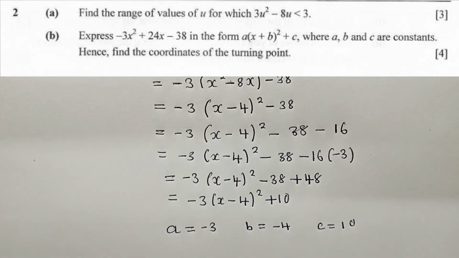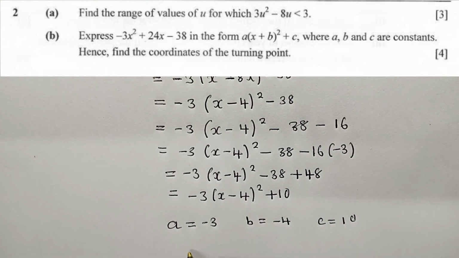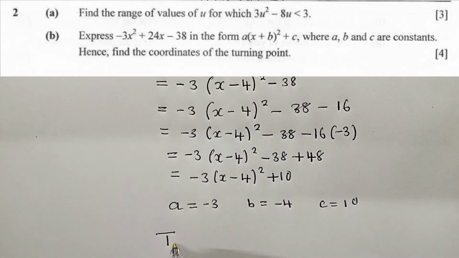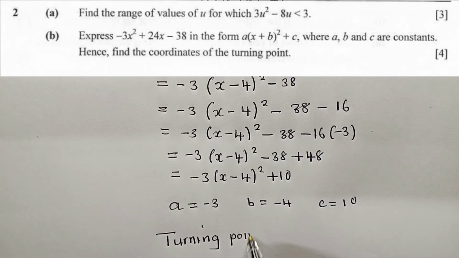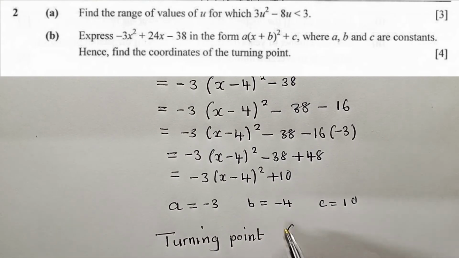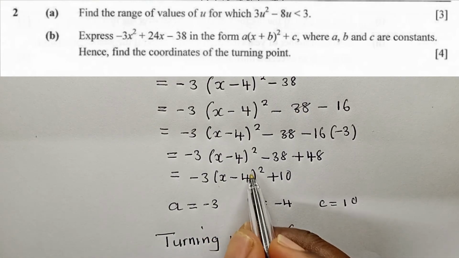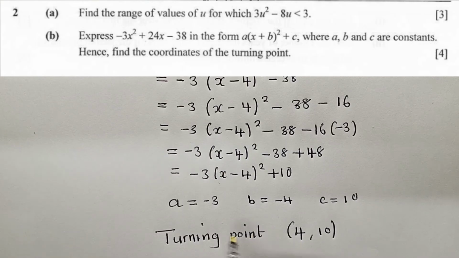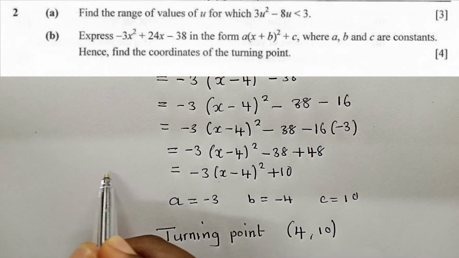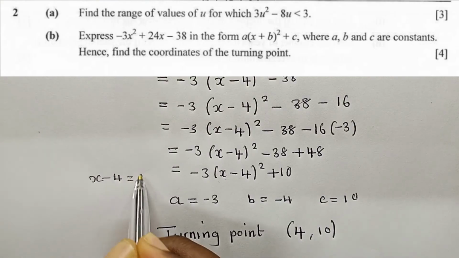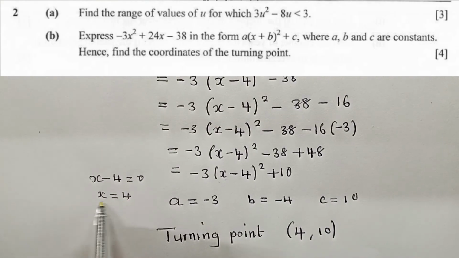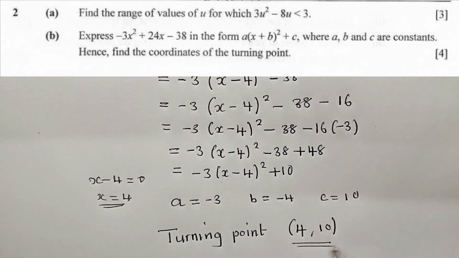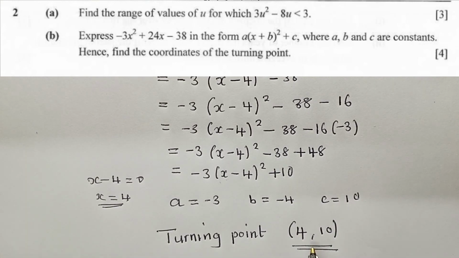Now to find the coordinates of the turning point, we just look at what we have. So we're going to say the turning point will be equal to, here we shall just get the x value here. What is the x value? It's 4. And the y value is 10. So for the x value, in case you don't know, you just get what is inside here. So we have x minus 4 equated to 0 and solve. You shall find that your x value is 4. And this is the turning point, or these are the coordinates of the turning point.